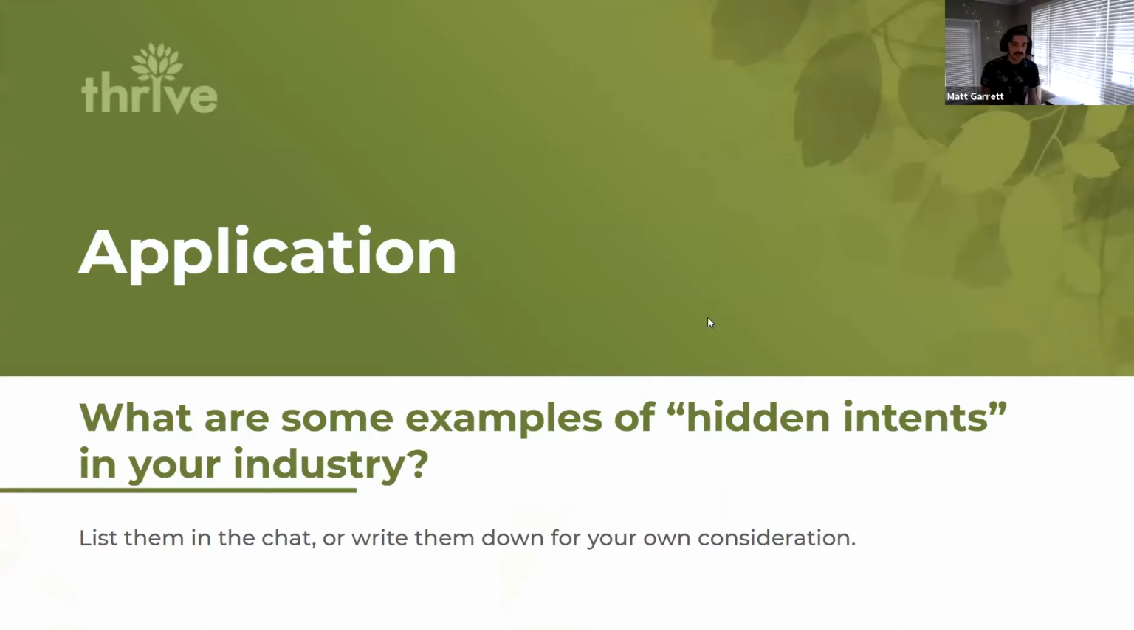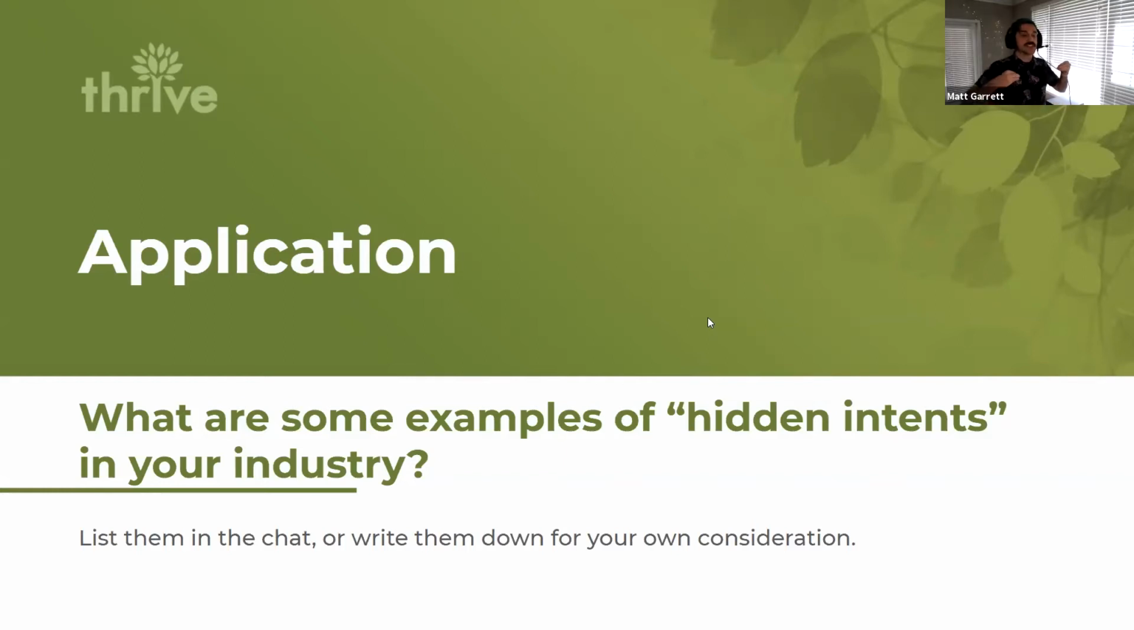So again, we'll just take a quick second for some application. If you have some examples of maybe a hidden intent in your industry, so if you work in remodeling, a lot of people will search for cheap, but they may not search for good. And if you're looking for a good remodeling company, they're going to expect that any company is going to be good. So how do you explain that information without having a search query for it?